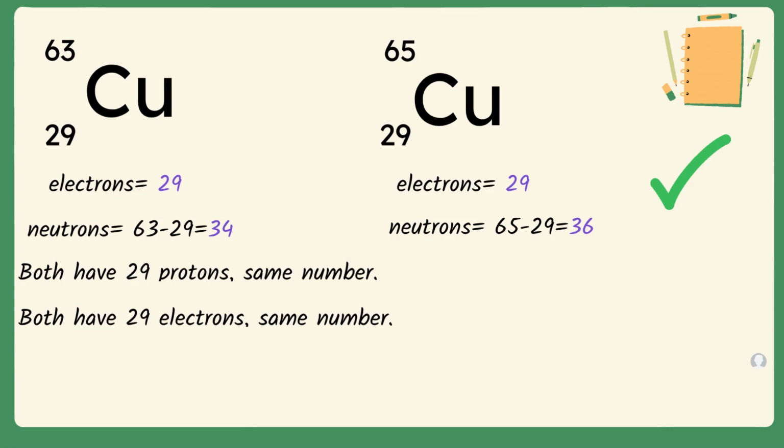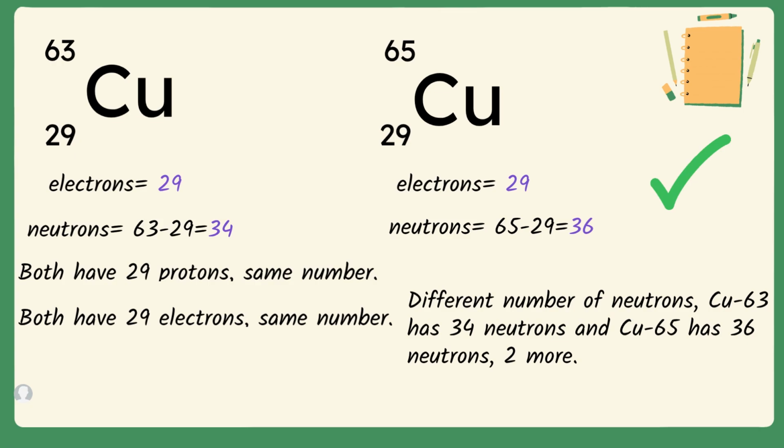How do we calculate the amount of neutrons? We take the atomic mass number minus the atomic number. For the first copper, it would be 63 minus 29, which gives us 34. For the second copper atom, it would be 65 minus 29, which gives us 36. So the difference is a different number of neutrons. Copper 63 has 34 neutrons, and copper 65 has 36 neutrons. That is 2 more neutrons.